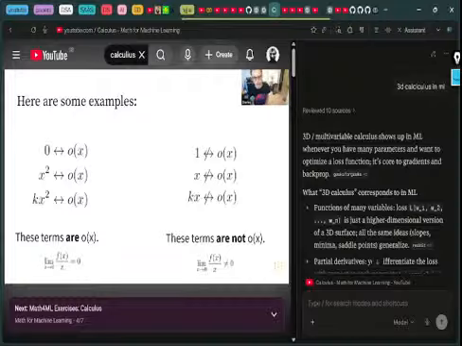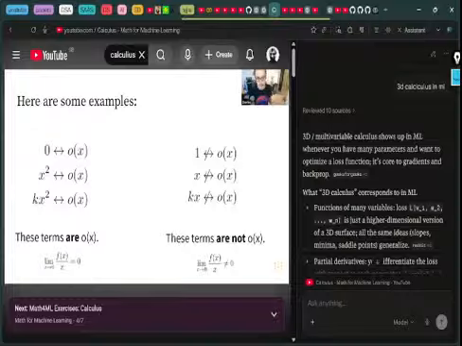Kx squared, I can multiply x squared by something, and that doesn't change the argument I just gave. The limit of k times x as x goes to 0 remains 0. So all those terms are little o of x.